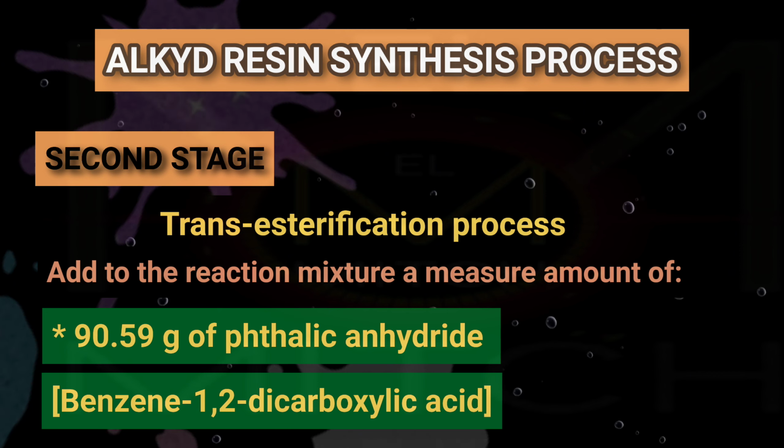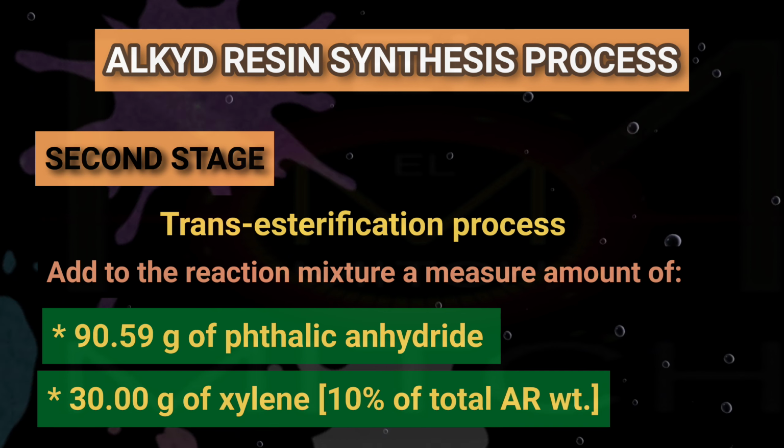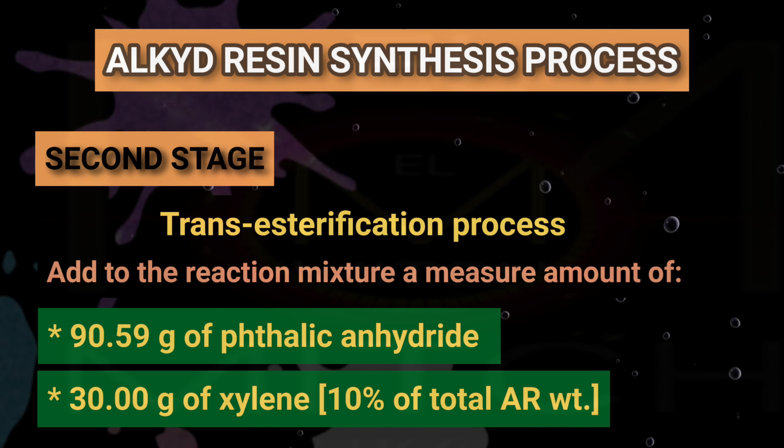Now, the second stage involves the addition of benzene 1,4-dicarboxylic acid, which is the phthalic anhydride, an exact measured amount of 90.59 gram for a 50% alkyd resin oil length, and we are going for about a 300 gram formulation. So 90.59 gram of phthalic anhydride would be introduced to the cooled mixture, followed by the addition of 30 gram of xylene, which represents 10% of the total alkyd resin weight. That is, 10% of a 300 gram formulation is 30 gram.